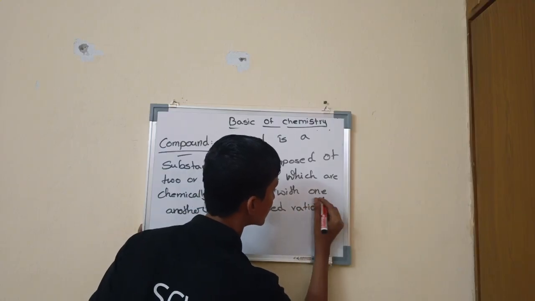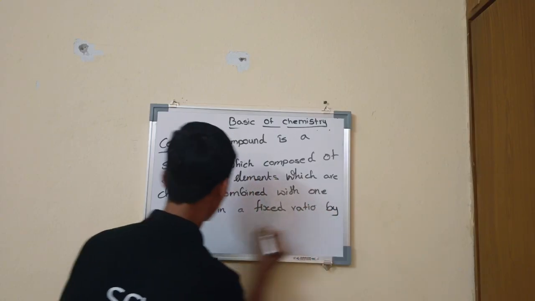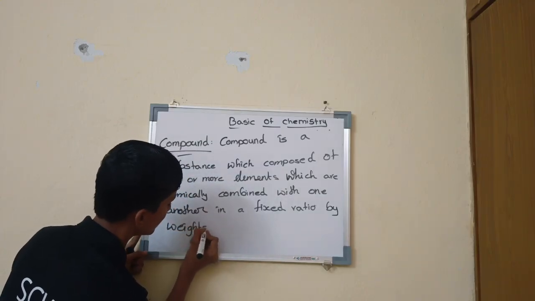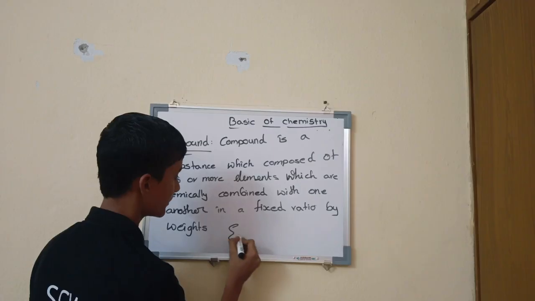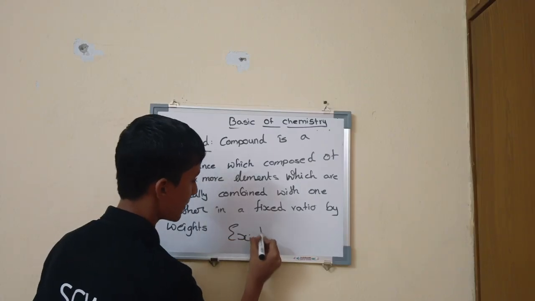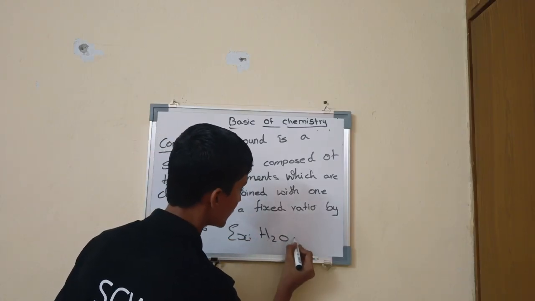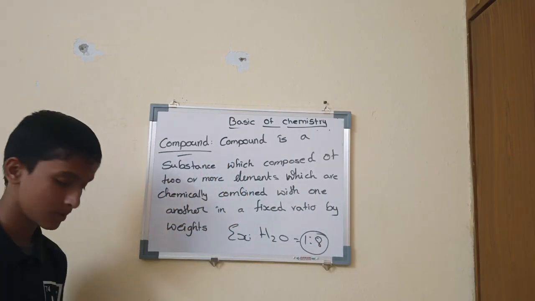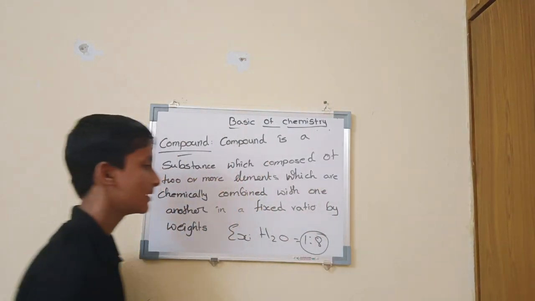Fixed ratio by weights. Example, H2O, 1 is to 8. How is it 1 is to 8? I will tell.